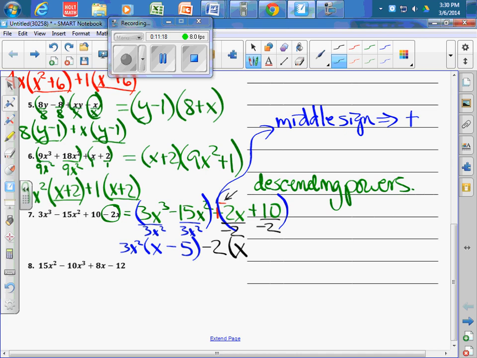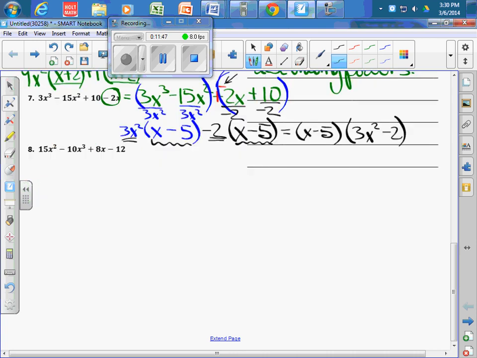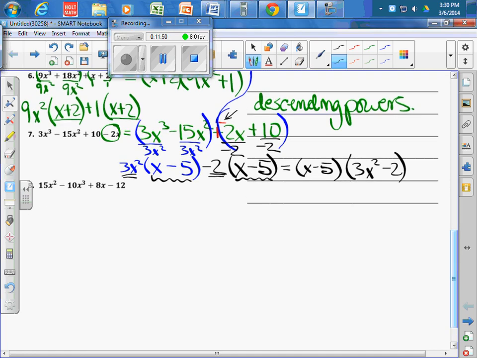Look at your second term. You have positive 10 over negative 2. What's 10 divided by negative 2? Negative 5. So now you have your x minus 5 and x minus 5. When you pull that out, you'll have 3x squared minus 2 left over. Now, that was a tough one. Makes sense that we would struggle with that one a little bit, but hopefully you'll see that when the first number in that parentheses is negative, you're going to factor out the negative.